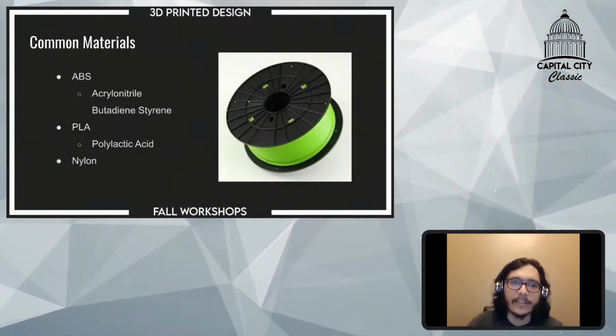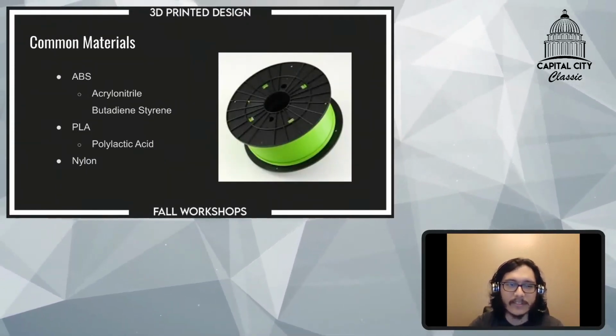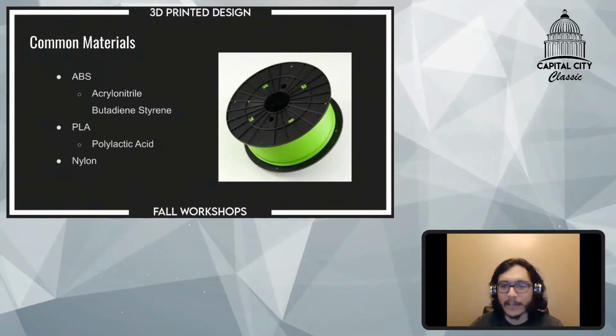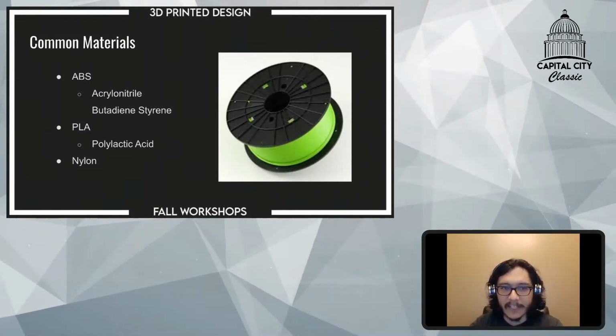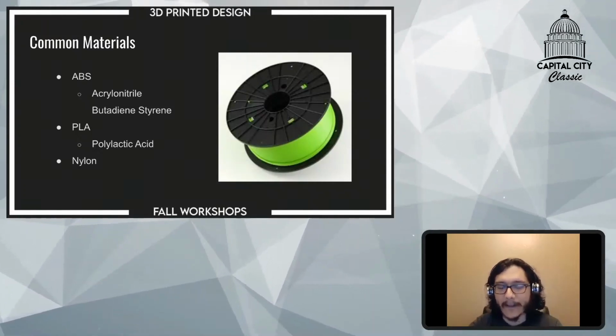Cool. So some common materials. These are for FDM machines. ABS. I'm sure everyone's played with Legos. It's a pretty standard plastic. It's got decent mechanical properties.